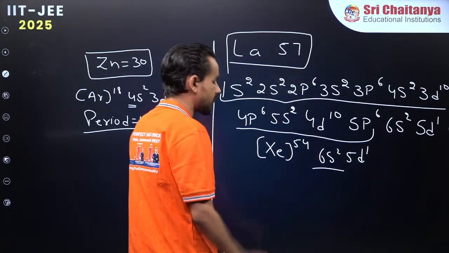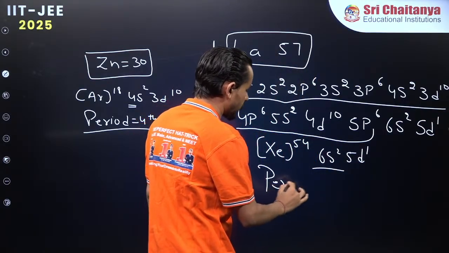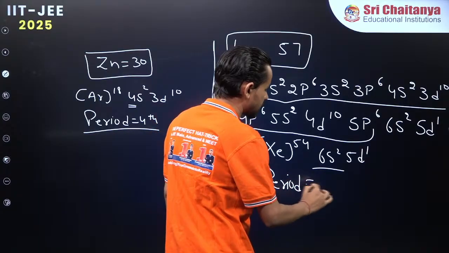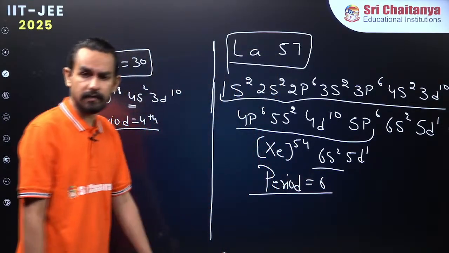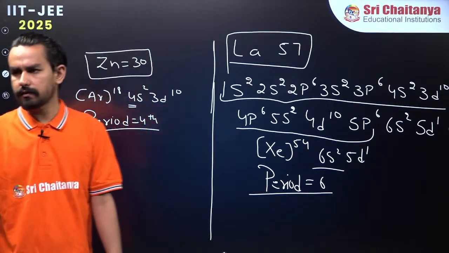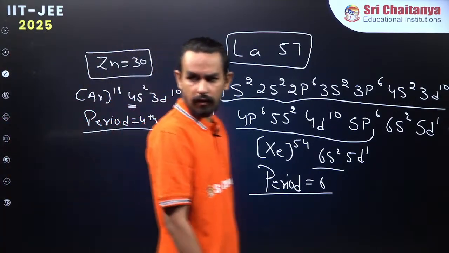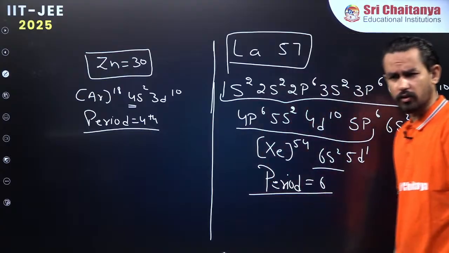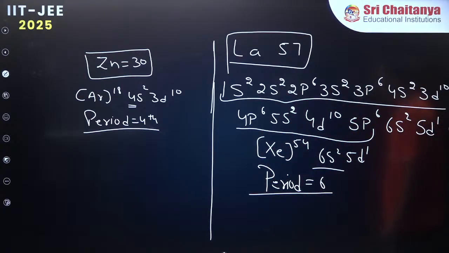So which is the highest period? This is period number 6. Period number 6 is the answer. Have you got it? Say yes or no.